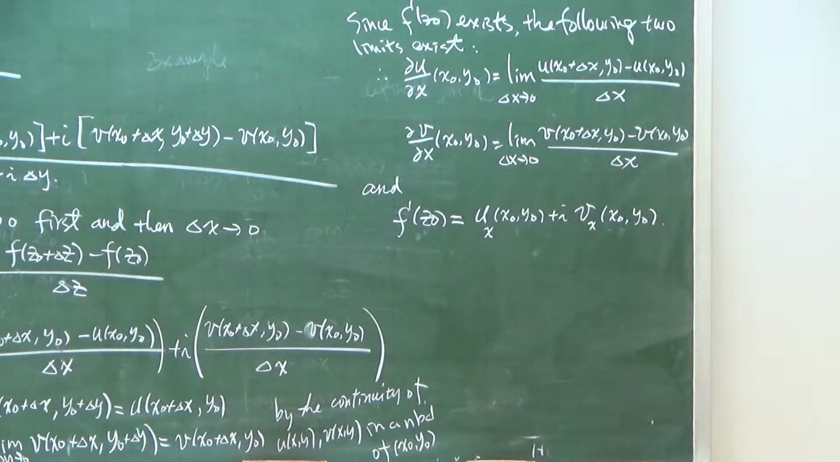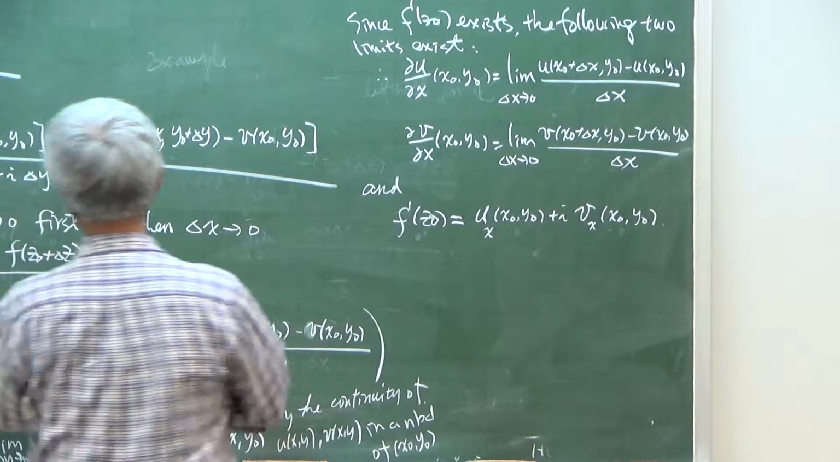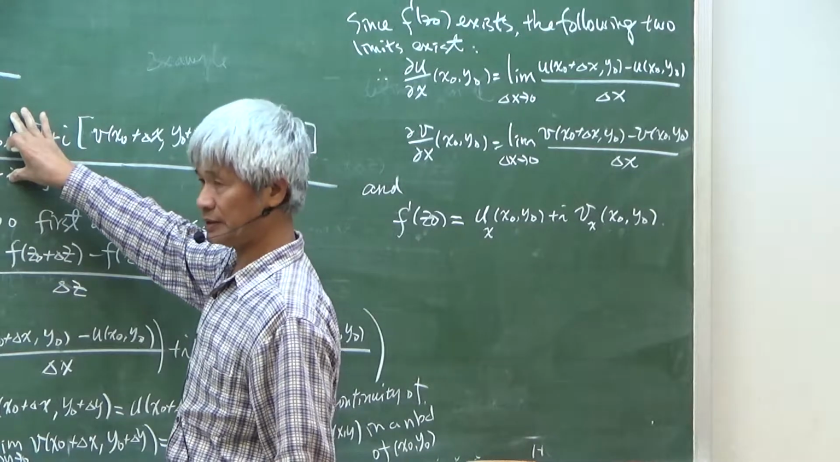Now, by postulate, delta x goes to 0 first, and then delta y goes to 0. So we reverse the process, and so f prime of z0 actually becomes... Okay. So again, this ratio is equal to this ratio, right?